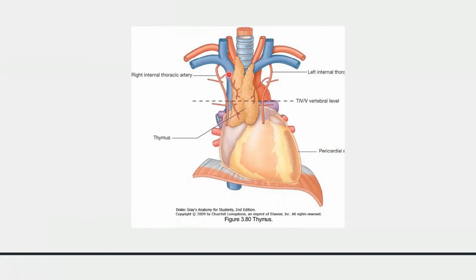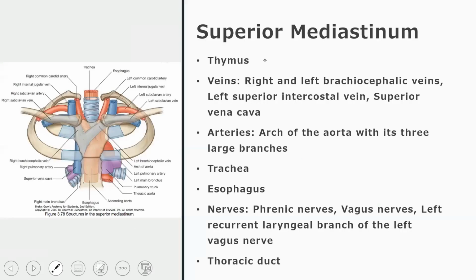This superior vena cava has two branches, the brachiocephalic veins. So these are the two brachiocephalic veins, the right brachiocephalic vein and the left brachiocephalic vein. And these divide into branches, the subclavian vein and the internal jugular. Okay, so those are the main veins.